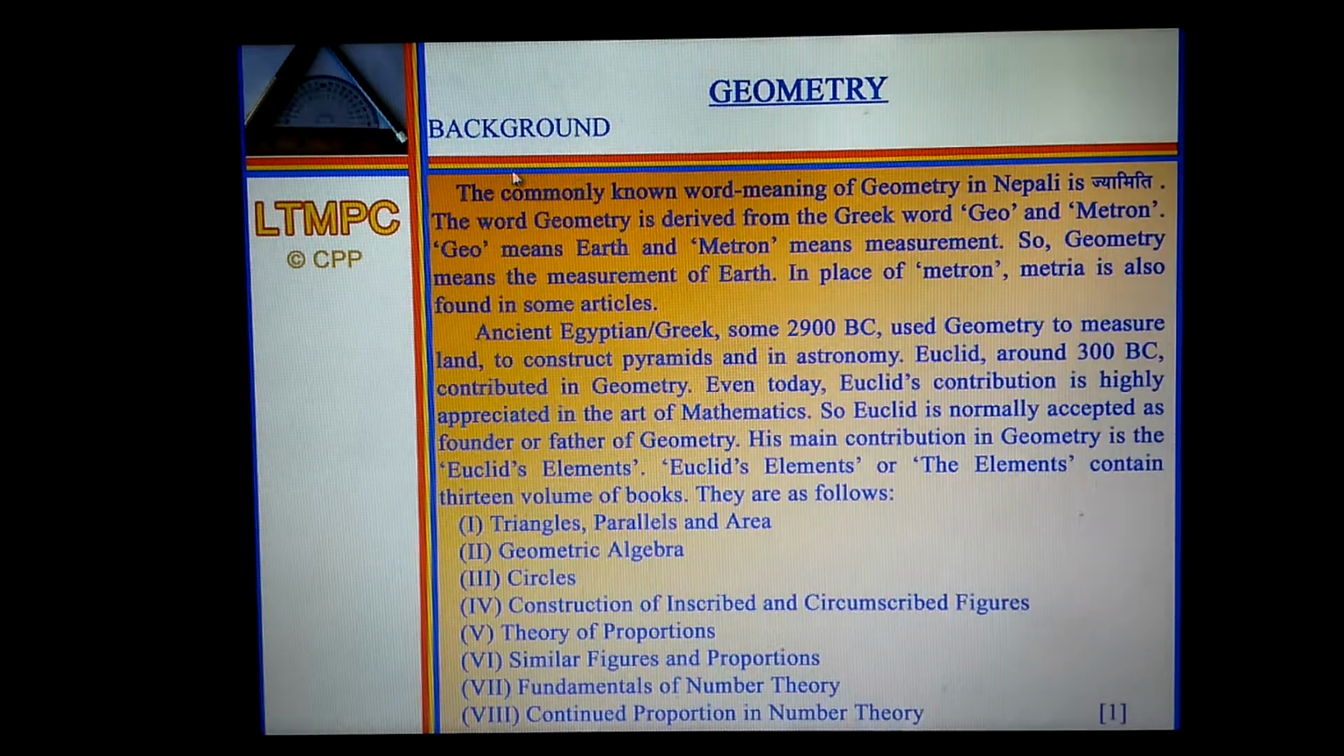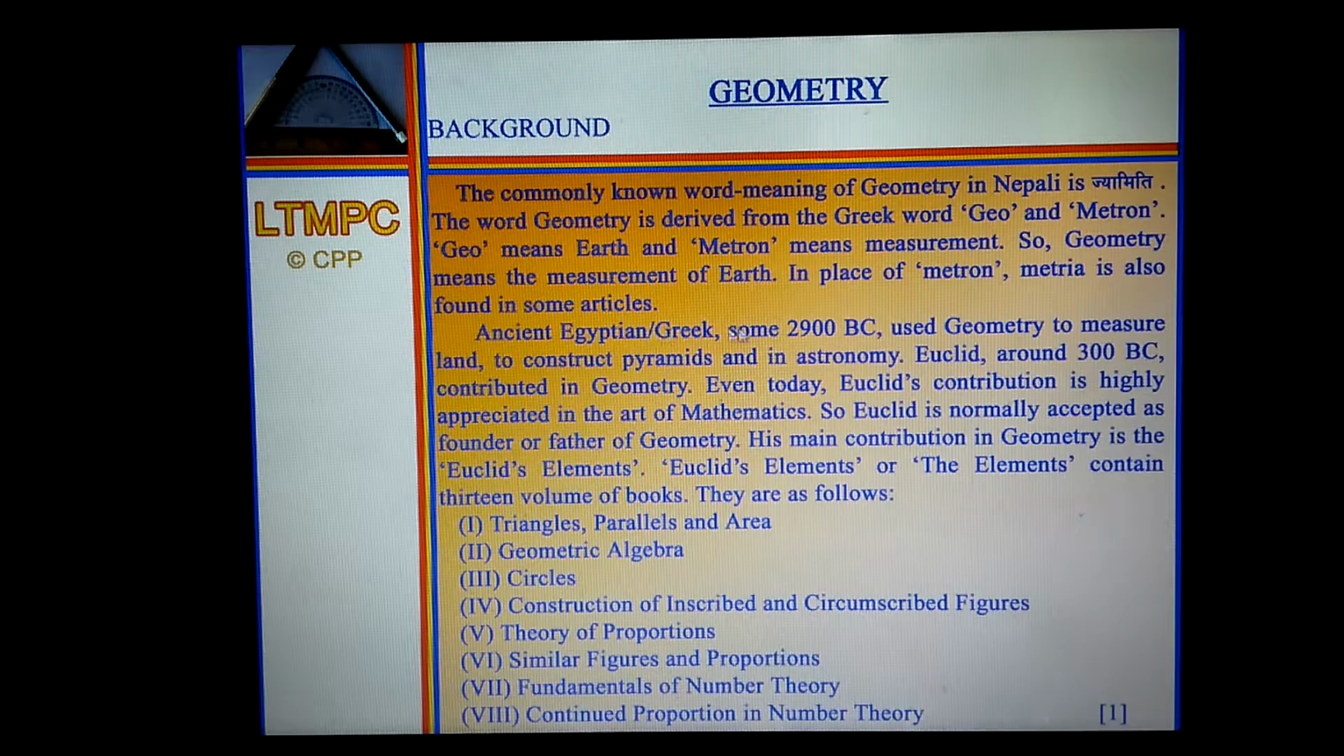Geometry. Background. The commonly known word meaning of geometry in Nepali is geomiti. The word geometry is derived from the Greek words geo and metron. Geo means earth and metron means measurement. So, geometry means the measurement of earth. In place of metron, metria is also found in some articles.